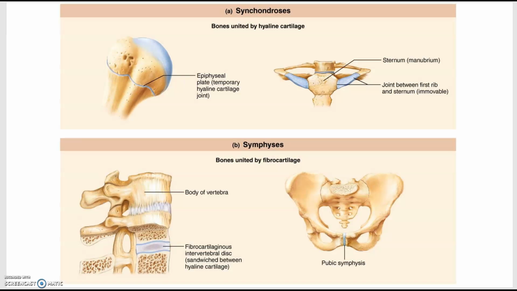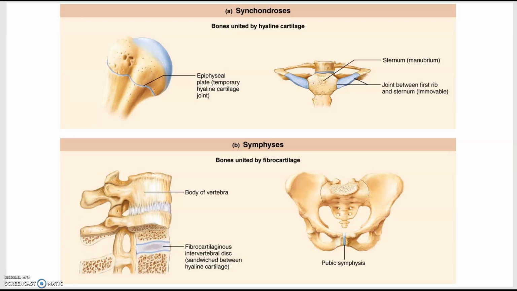Okay, then next you have your cartilaginous joints. These are joints that are joined by a pad of cartilage. Most are slightly movable amphiarthrotic joints. You have your synchondroses. This is where the bones are united by hyaline cartilage. Remember, hyaline cartilage is the most abundant cartilage type. You can find these joints at your epiphyseal plate. These are also known as your growth plates.